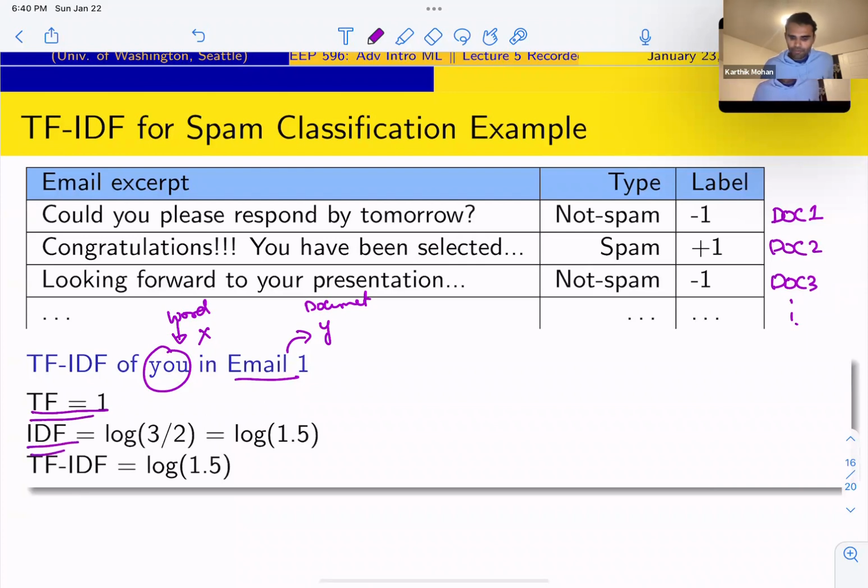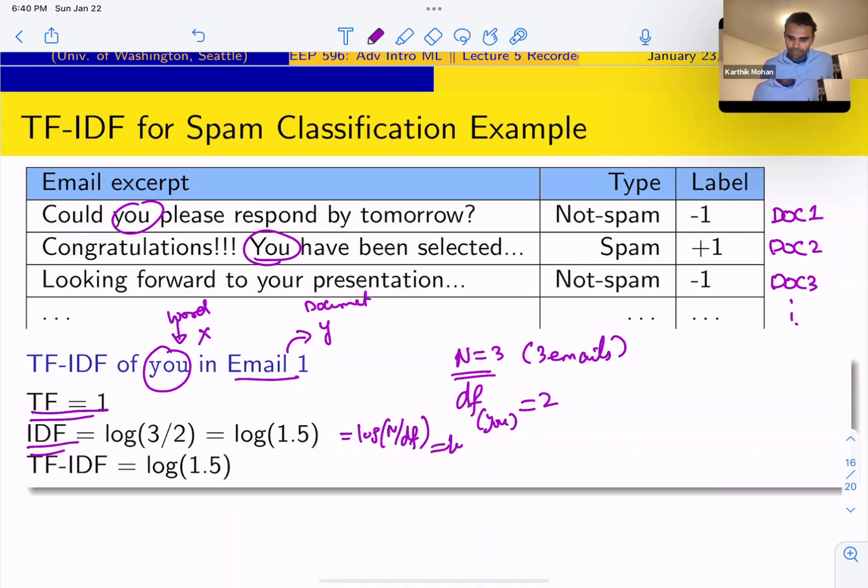What is the IDF of you? IDF is how many times the word you shows up in other documents, in this case, other emails. So here we see 3 emails, so N is equal to 3 emails. And the document frequency of the word you is 2, because it shows up in 2 of these 3 emails. So the inverse document frequency is log of N over DF. So that's log of 3 over 2. So the Tf-Idf in this case is log 1.5. Okay.